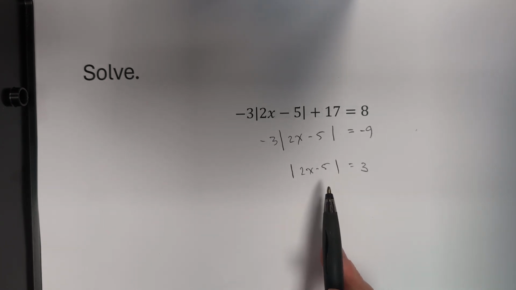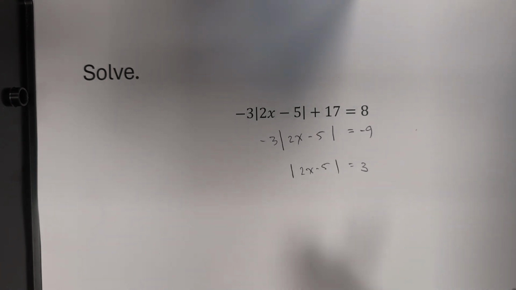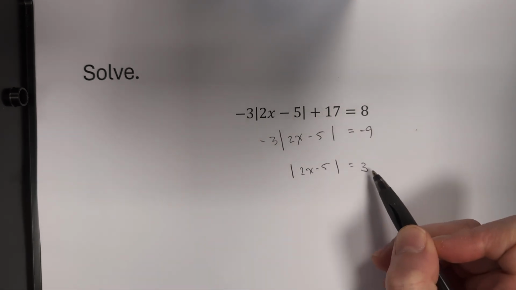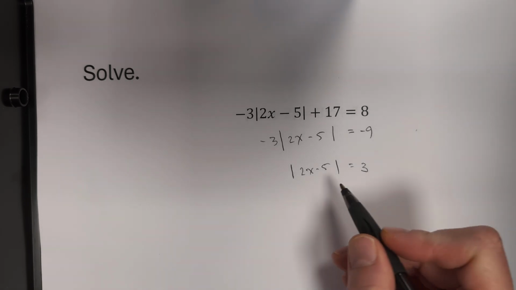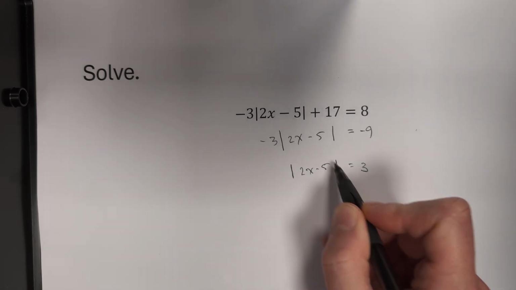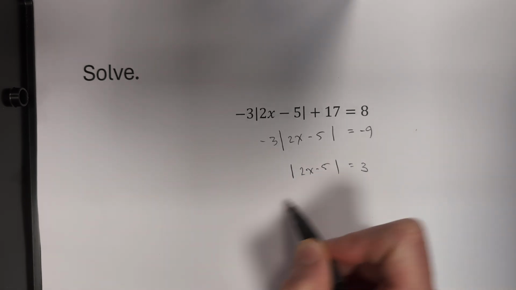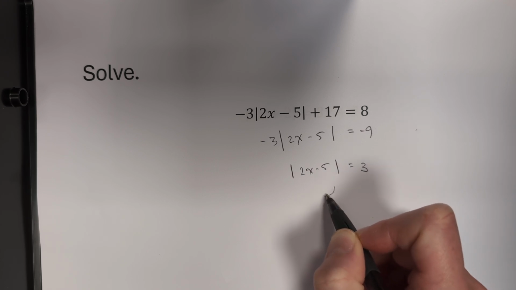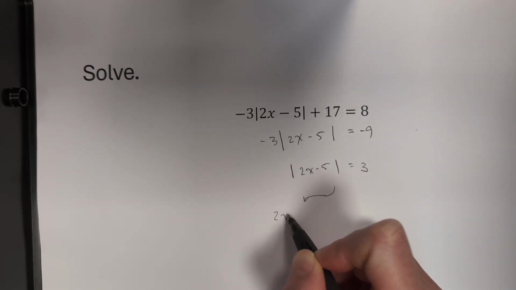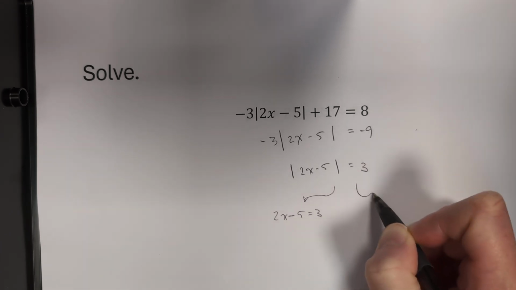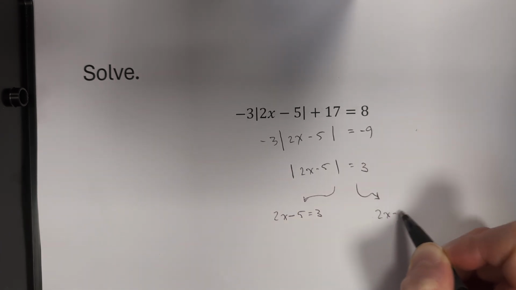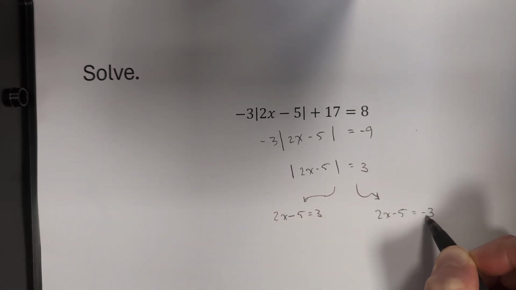If you did get a negative answer on this side, there's no solution, because remember, it's the distance away from 0, and there's no way that distance is going to be negative. It says take whatever's in there, make it positive, so it can't be negative. That's the whole definition. We do have a positive, so it's fine to go on, but some of these can't be solved. Because it takes whatever is in here and makes it positive, it could mean that on the one hand, it already is positive: 2x minus 5 already is 3. Or it could mean 2x minus 5 could also be negative 3.